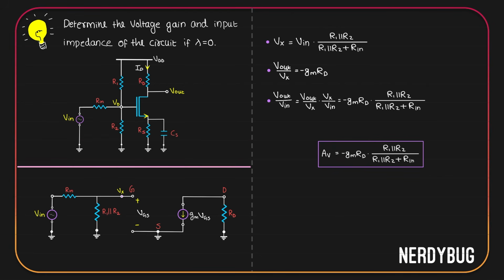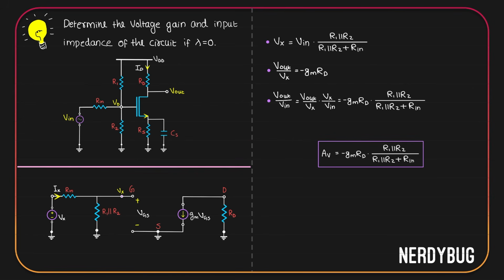We also have to find out the input impedance. Since we have a dependent current source, we have to shut down all the independent sources, which means Vin will be shorted and this point will be grounded. Now, since what we have to find out is the input impedance, we have to add a Vx at the input and find its relation with the current Ix.